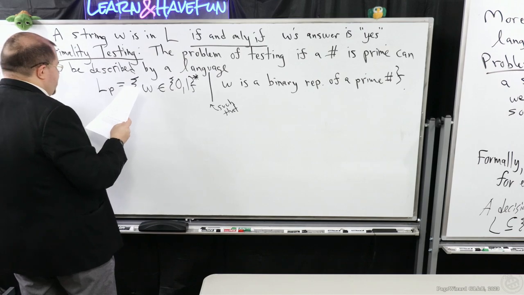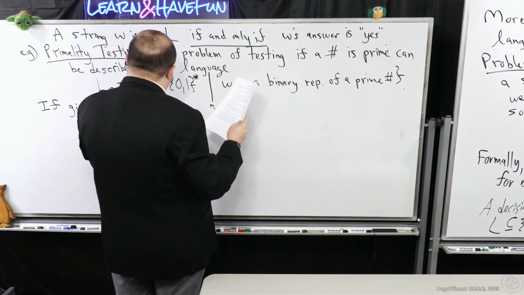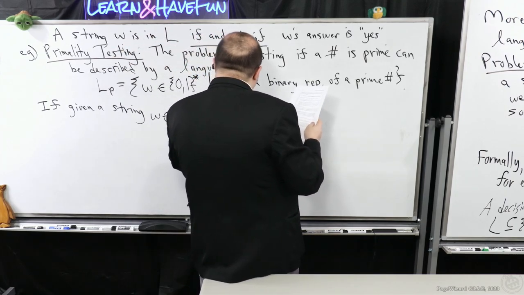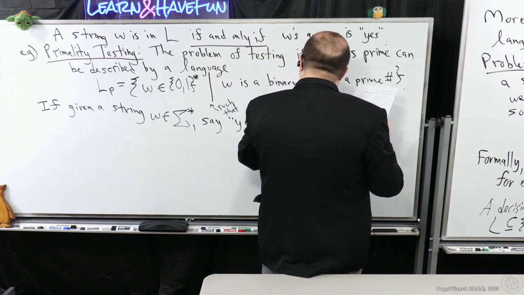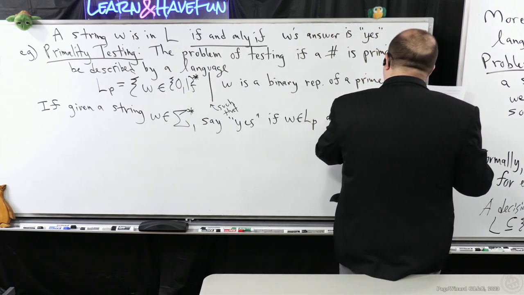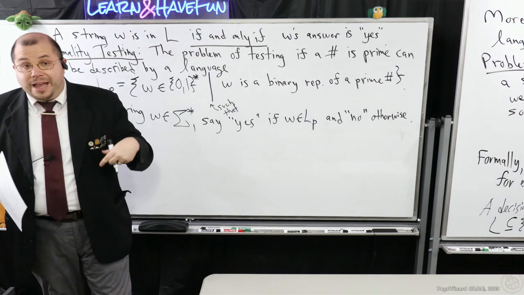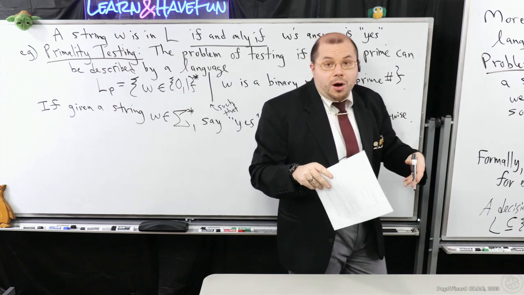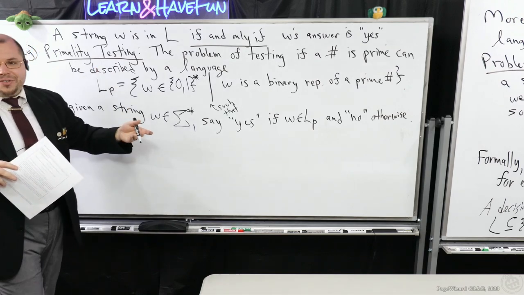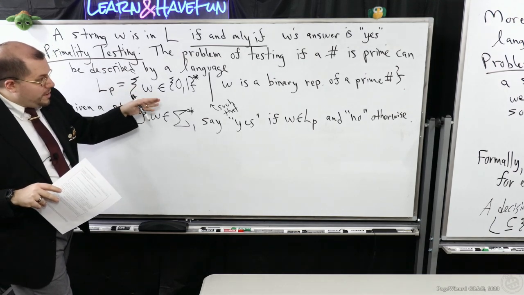So if given a string W, which is a part of the binary strings, say yes if W is in that language, LP, and no otherwise. So do you notice that if I were to pull up what this language is, it contains all of the binary strings whose representations are prime numbers in binary, right? So whenever I give you a binary string, and it is in this set, right? Whenever it isn't, it's not in this set.